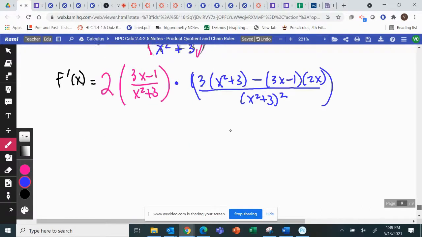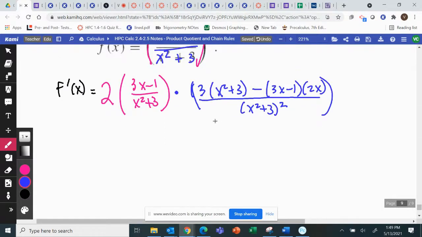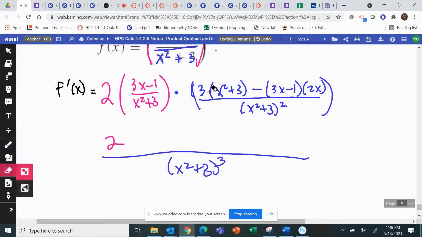So the quotient rule, we'll have a 2 in front. We will have on the bottom an x squared plus 3 to the third.